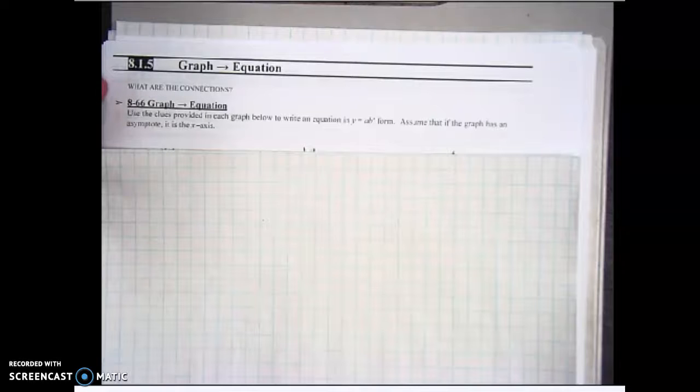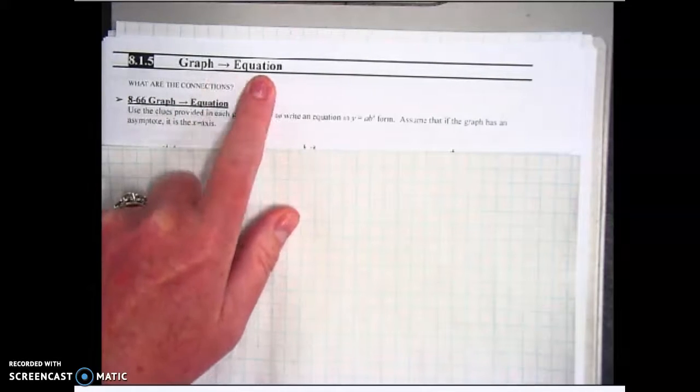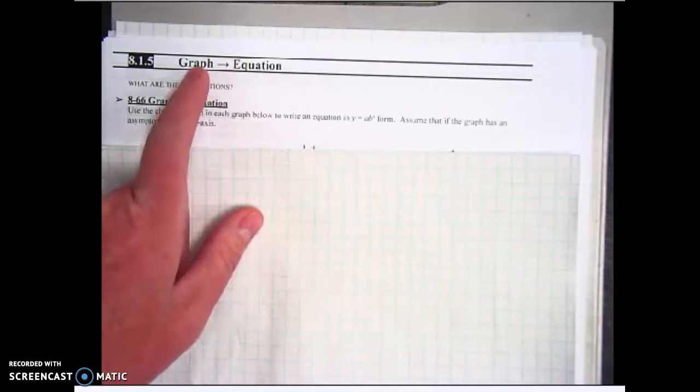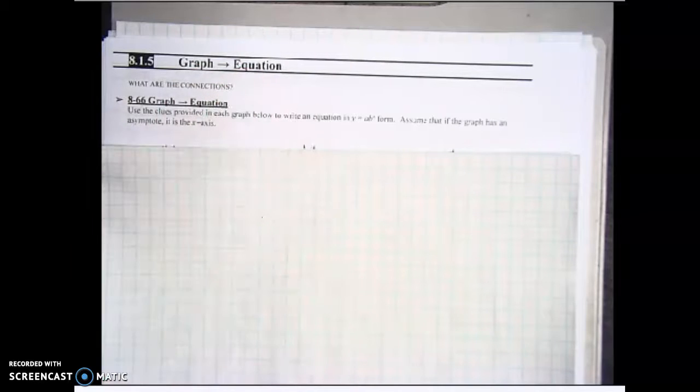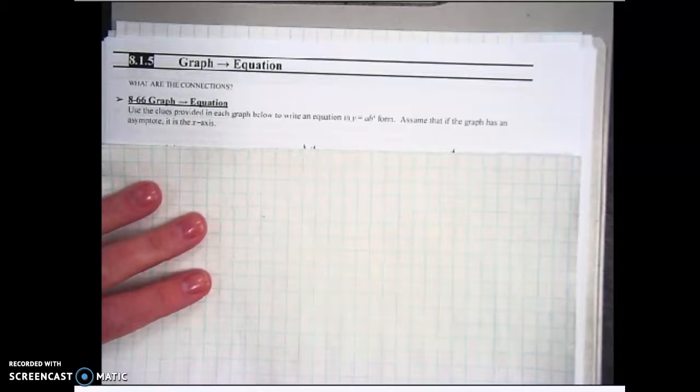815, which is titled Graphs, and coming up with a little arrow pointing to an equation. So we're going to look at a graph, see if we can figure out the equation that goes with that graph, and then explain what all the different parts mean. Okay, so what are the connections?